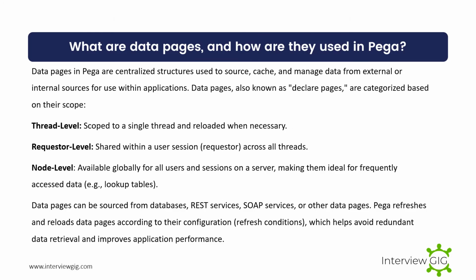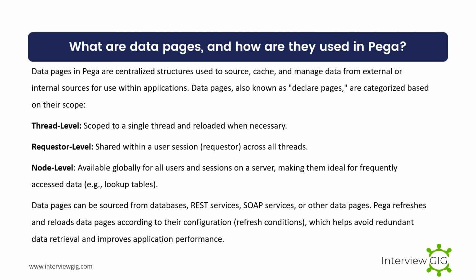What are data pages and how are they used in Pega? Data pages in Pega are centralized structures used to source, cache, and manage data from external or internal sources for use within applications. Data pages, also known as declare pages, are categorized based on their scope. Thread level, scoped to a single thread and reloaded when necessary.